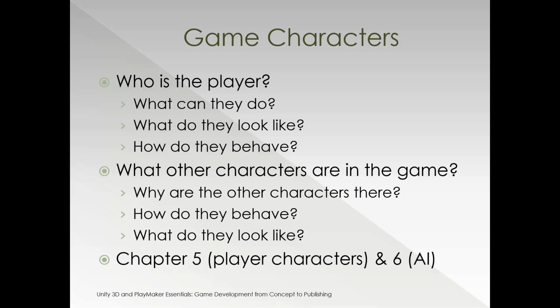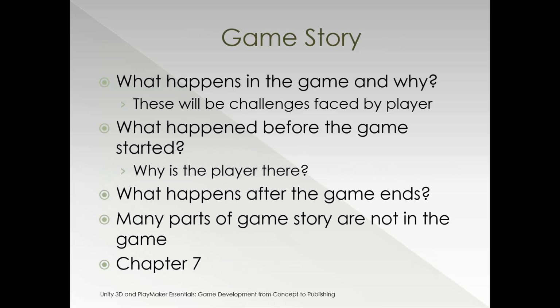Imagine you have a player character that can fly. Your level design is going to change quite a bit from a character that cannot fly. So that sort of thing is pretty important to know. What the character is able to do translates directly into the game mechanics. Other characters in the game, again, same process. What do they look like, how they behave. This will change your design. And you can see chapter 5 and 6 kind of handles characters and AI, the NPC characters and that sort of thing.